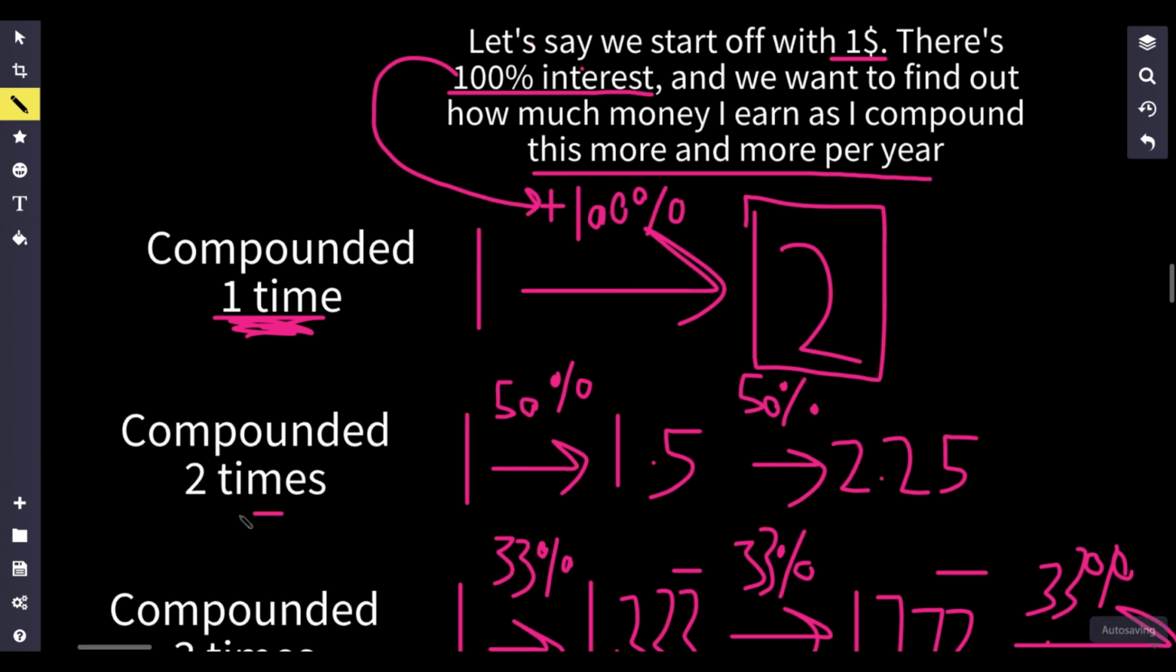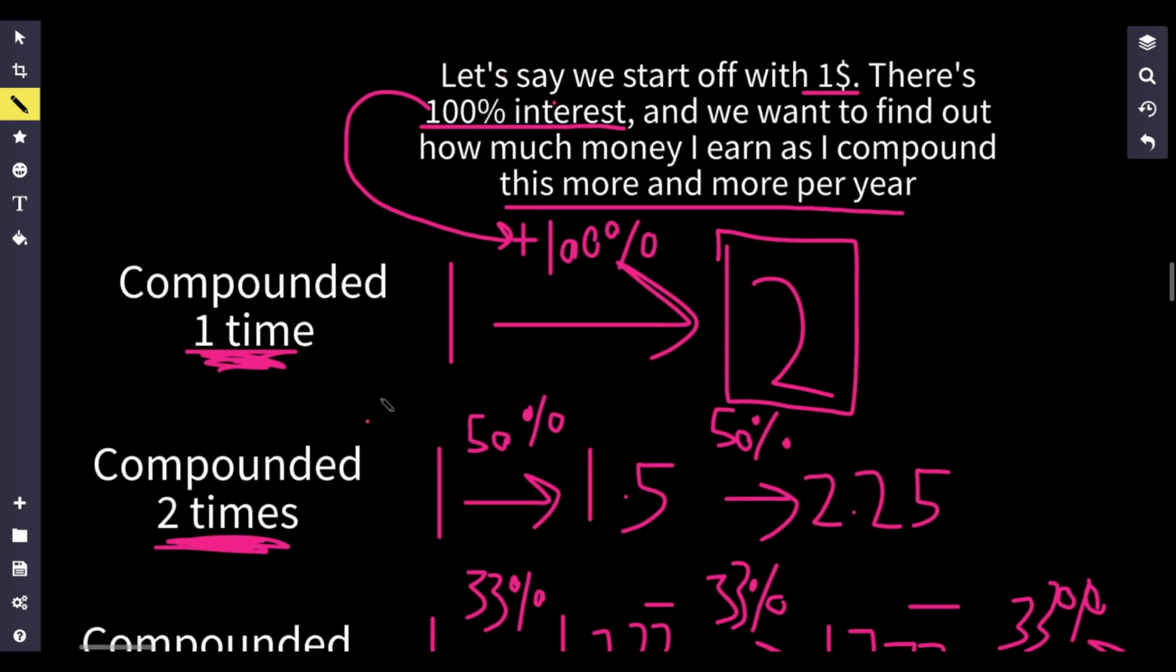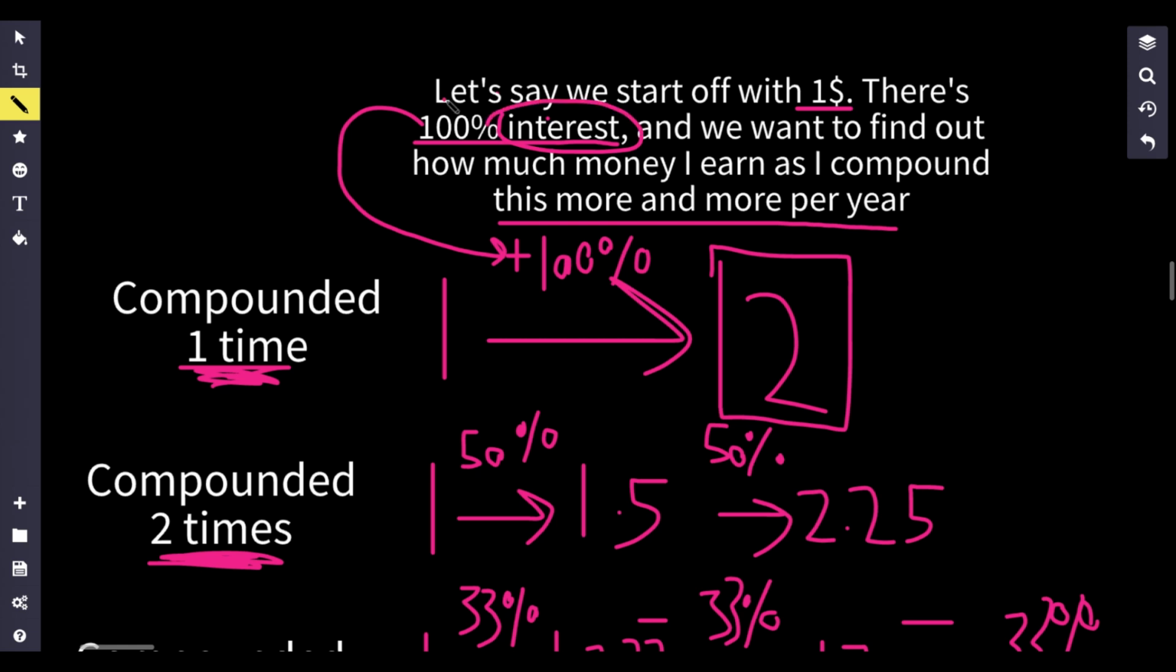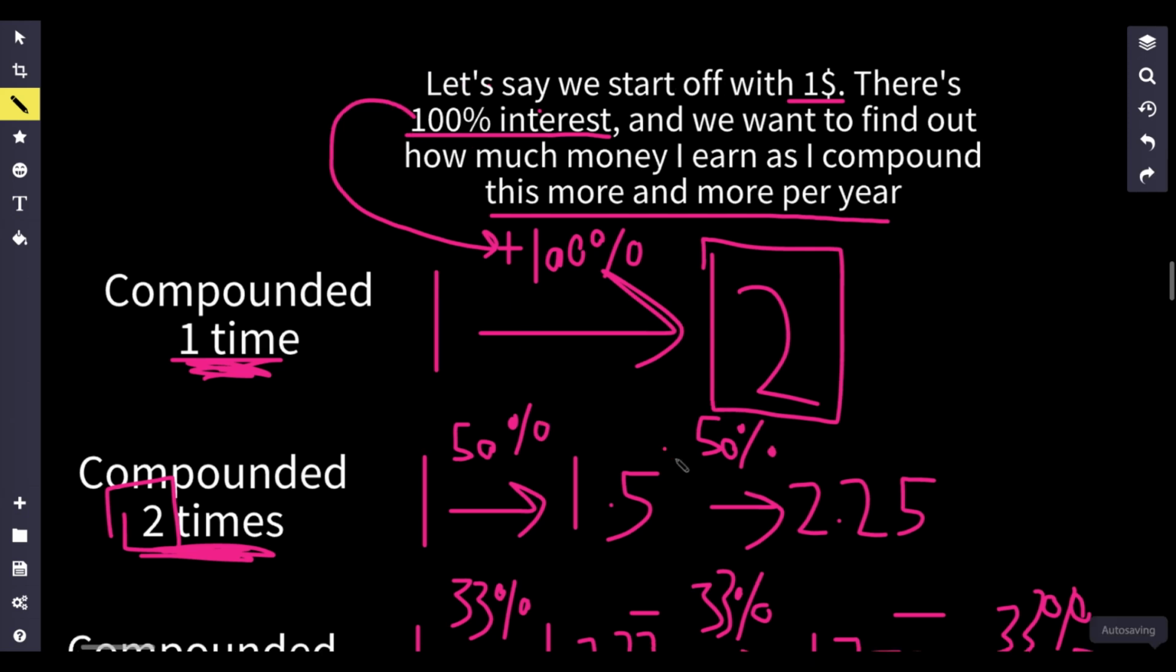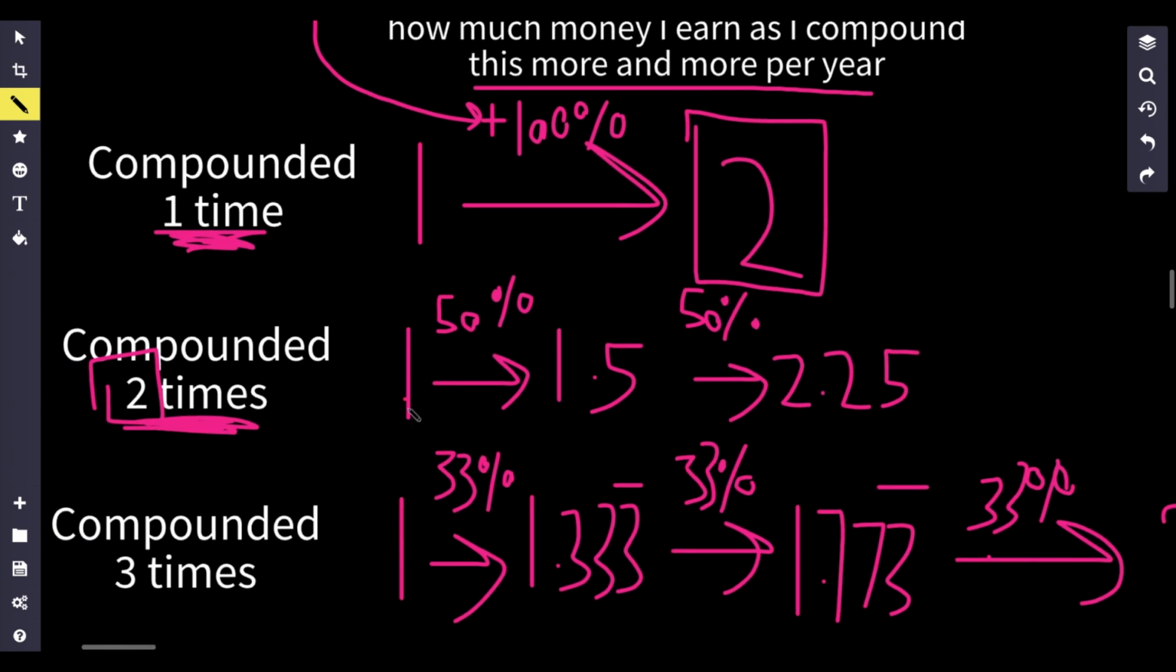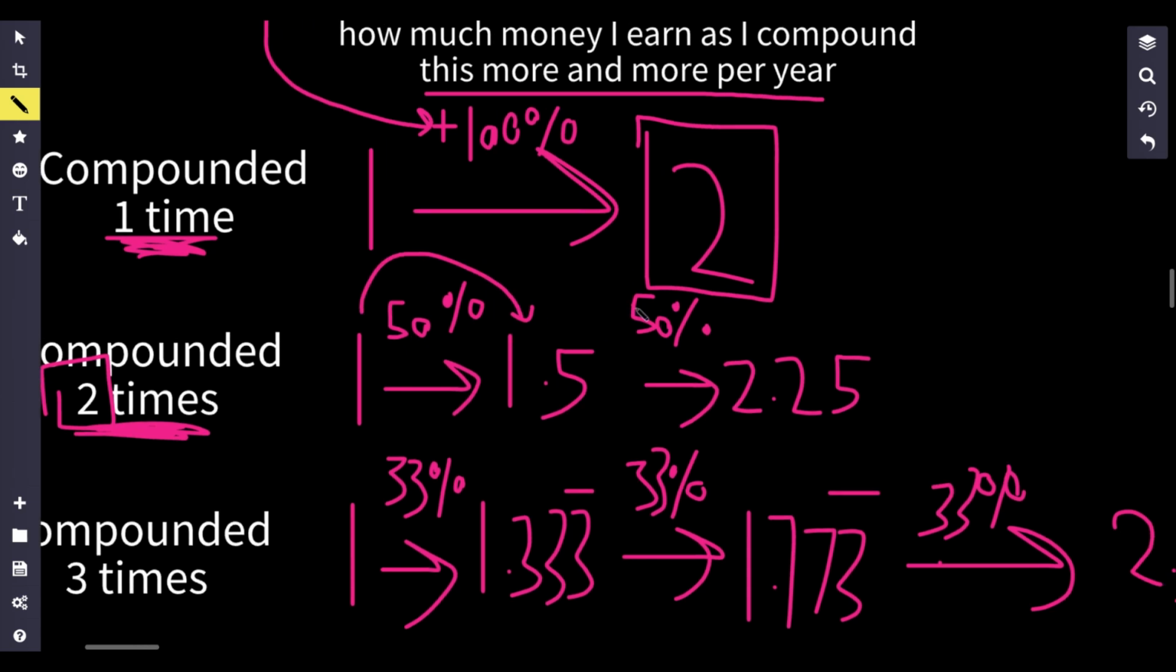Now let's say I compound this 2 times. The interest is still 100%, but because I compound 2 times, I'm going to break the interest up into two 50% parts. So it's going to be 50% and 50%, and notice how 50 plus 50 gives me 100. So it's still 100% interest, I've just broken it down into two parts. 50% of 1 is obviously just 1.5. And I take another 50%, so 50% of 1.5 gives me 2.25.